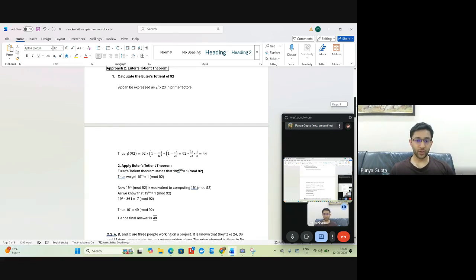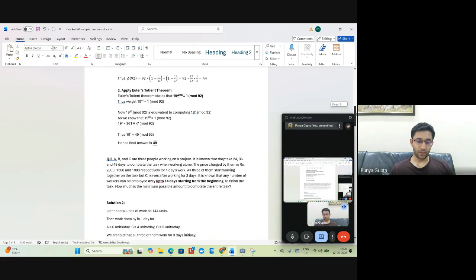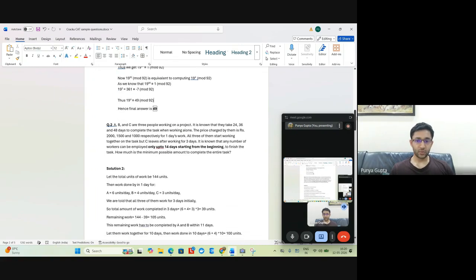So this was the first question, which was based on number theory. Let us come to a second question, which is based on time and work, but with a slight twist. So let us read this question. It says that 3 people, A, B, and C, are working on a project. They take 24, 36, and 48 days to complete the task when working alone. And they charge rupees 2,000, 1,500, and 1,000 respectively for 1 day's work.